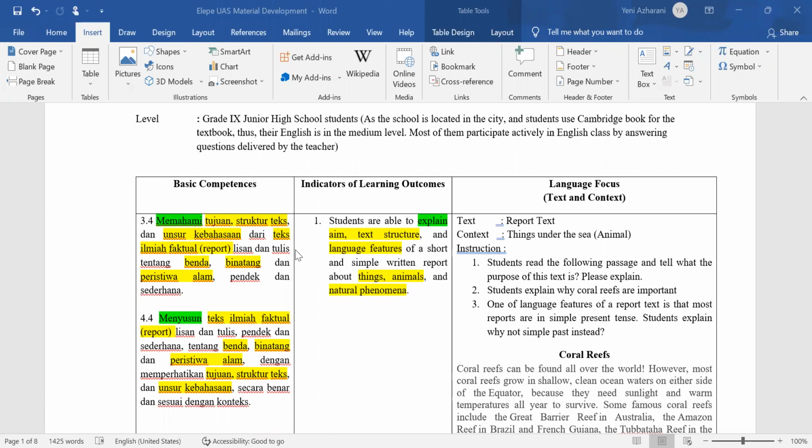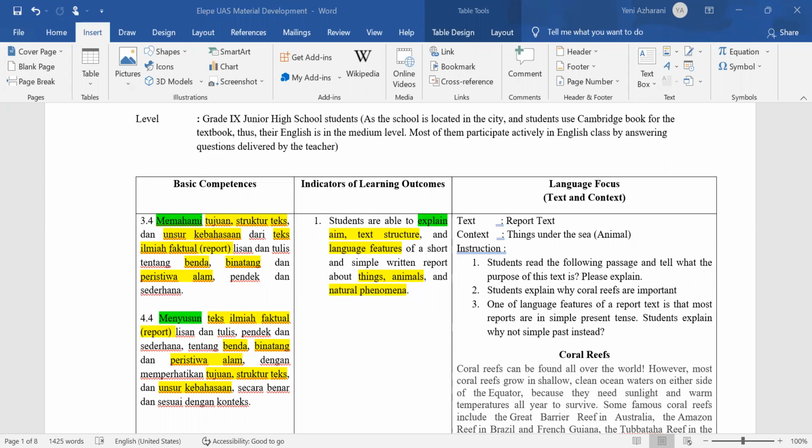And what we do after we got the basic competence here is that we refer to the Bloom taxonomy. So Bloom taxonomy consists of 6 different levels. Start with remember as the basic level. Understand, apply, analyze, evaluate, and create as the top level. Because the basic competence that I chose starts from understand, so it's in the second level.